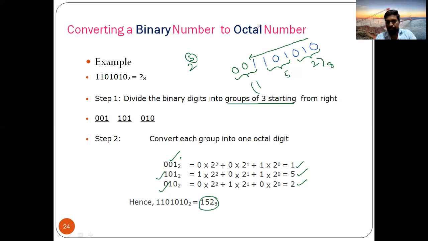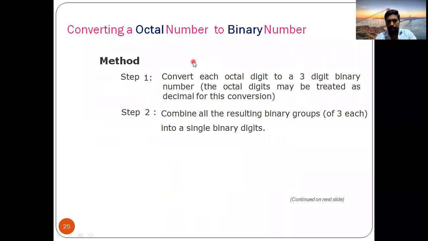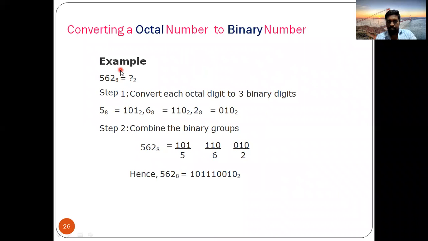Okay, next, see here, suppose if octal is given, the reverse method. Okay, if your octal number is given, how to convert into binary? The same method as it is. Octal means 2 cube. You should write each and every number into 3 bits. Okay, so the given question is 562.